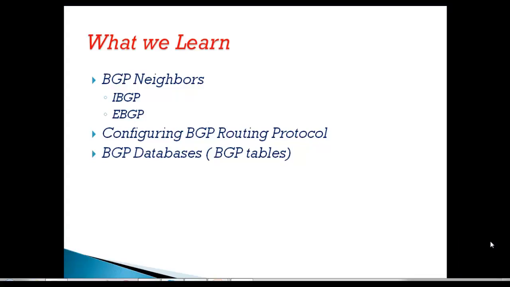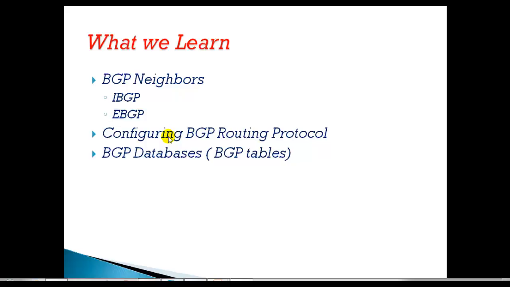In this video, we will try to understand these concepts. First, we'll start with BGP neighborship. Majorly, we have two types of neighborship in BGP: internal BGP and external BGP. We'll see the differences, and also the basic configuration of the BGP routing protocol. We'll just try to understand the basic commands in this video.